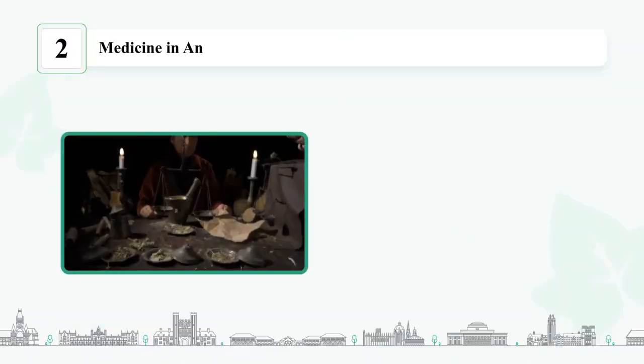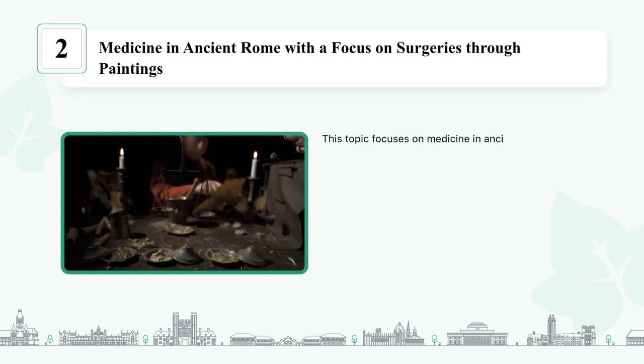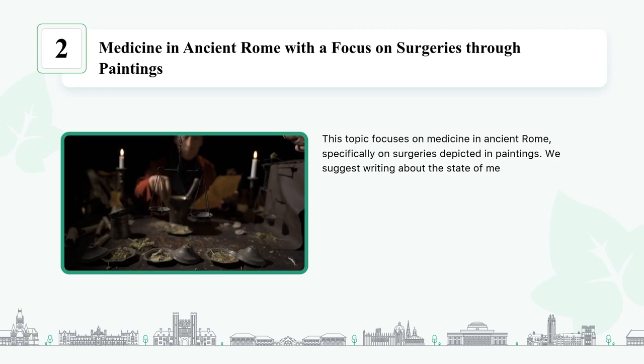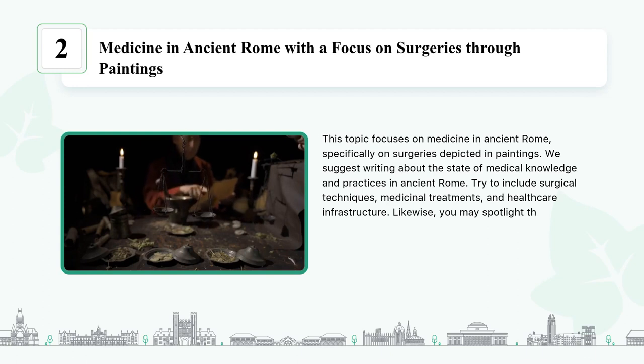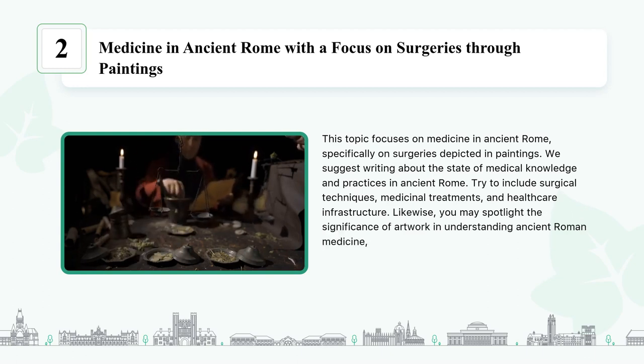Medicine in ancient Rome with a focus on surgeries through paintings. This topic focuses on medicine in ancient Rome, specifically on surgeries depicted in paintings. We suggest writing about the state of medical knowledge and practices in ancient Rome. Try to include surgical techniques, medicinal treatments, and healthcare infrastructure. Likewise, you may spotlight the significance of artwork in understanding ancient Roman medicine, particularly surgical procedures.